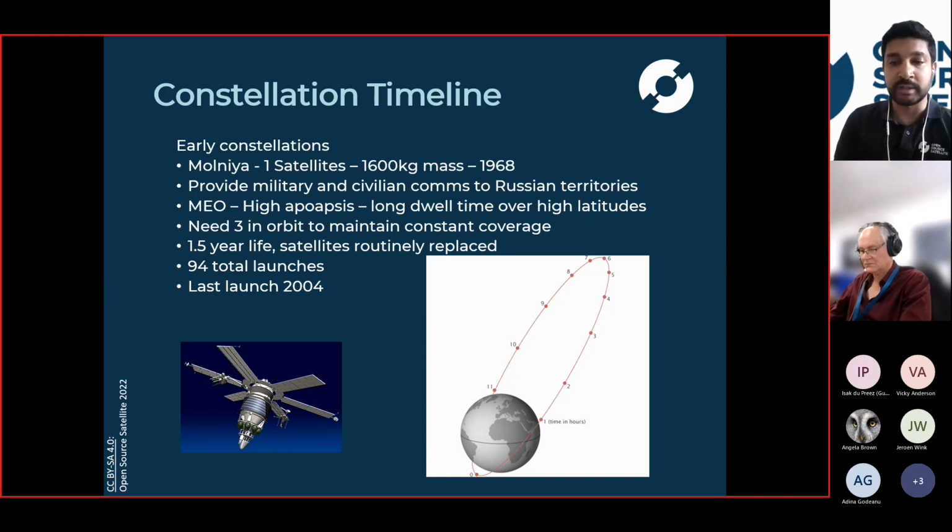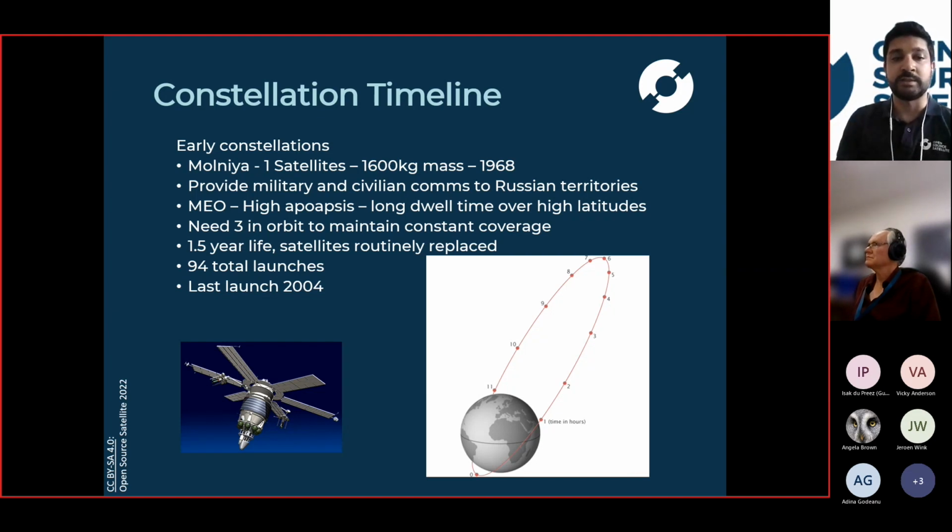This is an atypical orbit, the Molniya orbit as it's now known, with a high apoapsis that allows it a long dwell time over the regions of interest, which in this case is the Russian territories. For this constellation to have consistent coverage, you would need 3 satellites in that orbit.